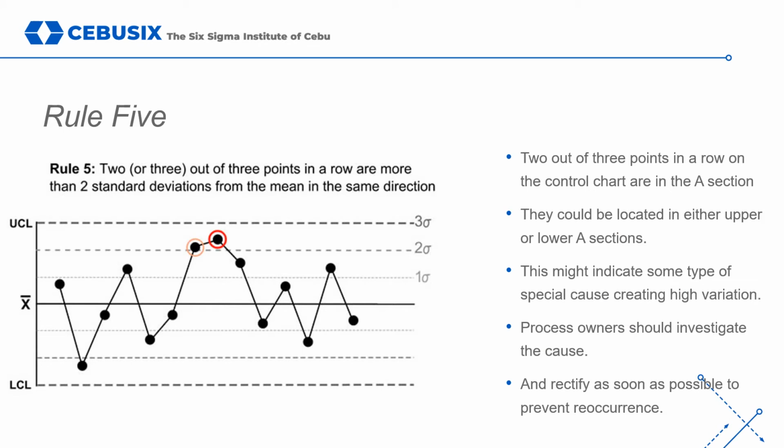Rule 5. 2 out of 3 points in a row on the control chart are in the upper A section or in the lower A section. This might indicate some type of special cause creating sudden high variation. If you take a look at the chart, you will see that back to back, the 7th and 8th data points both extend more than two standard deviations above the X bar line.